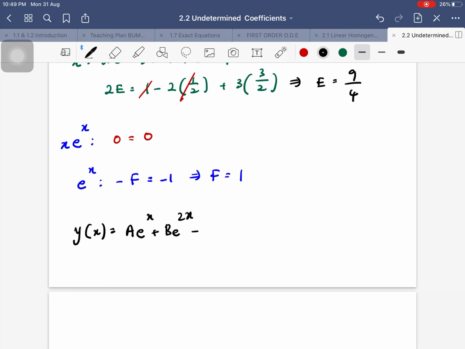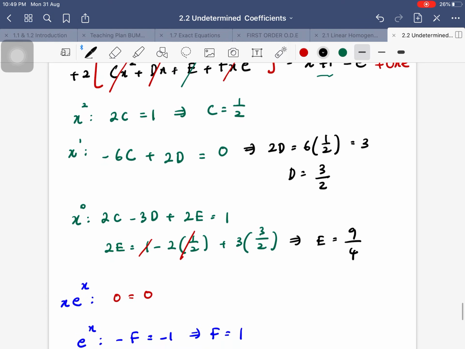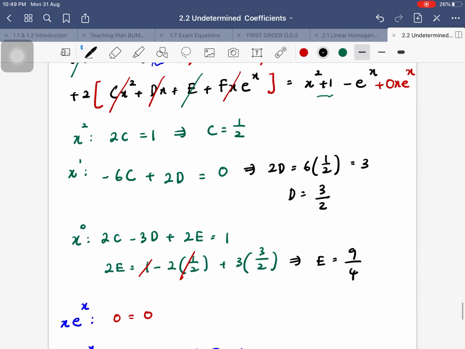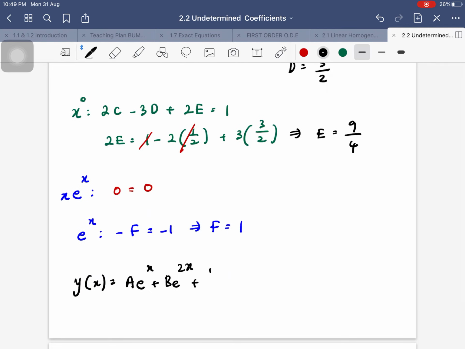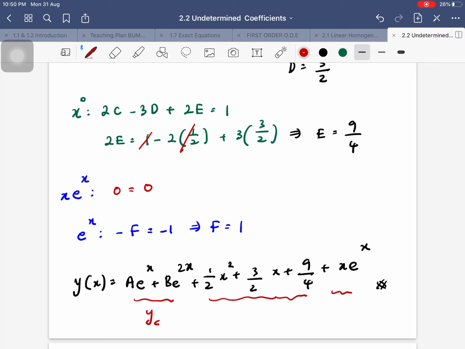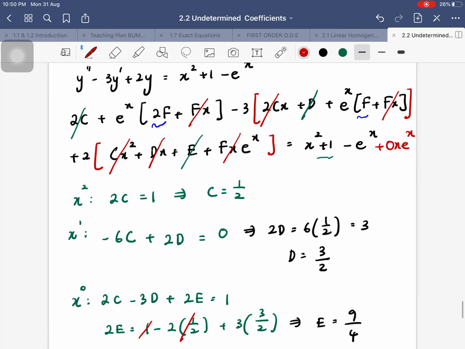And my yp1, so the first part yp, which is from the polynomial, is going to equal a half x to the power of 2 plus 3 over 2x plus 9 over 4. And when I substitute f, I'll get 1, so it's got to be 1x exponential of x. Okay, so this is going to be my yc. So this is yp from the polynomial, and sorry, this is the yp from the polynomial until here. And this is my particular integral for the exponential. Okay, so that will be the end of the calculation.